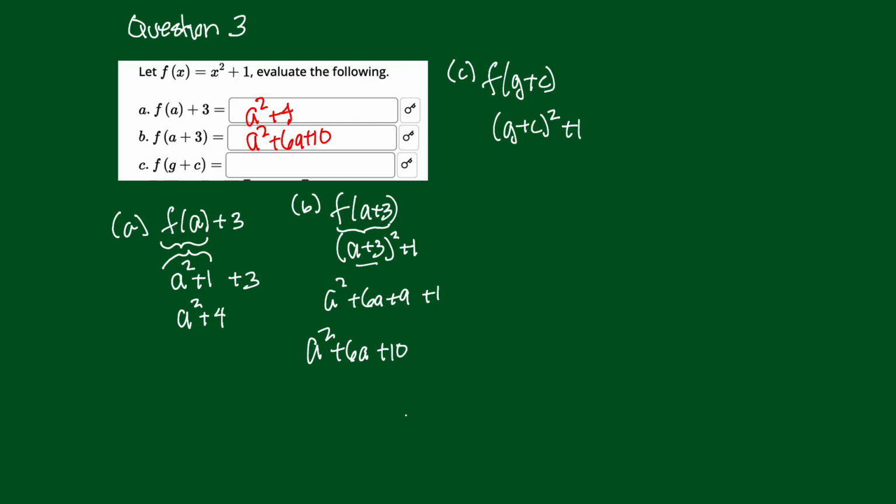So let's square this. You square the first, g squared. You multiply these two together, gc, but you double it. So if you have gc and you double it, you get 2 of those gc's. And then you square the last, plus c squared, and you still have that 1. So let's put that into our field. We're going to claim this is g squared plus 2gc plus c squared plus 1.